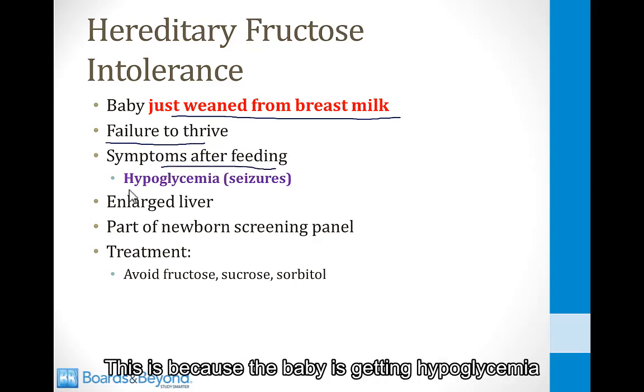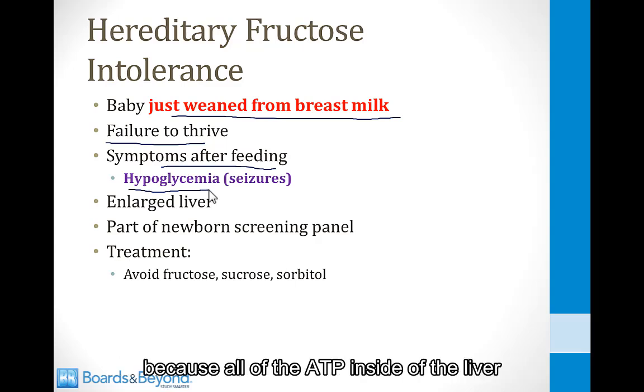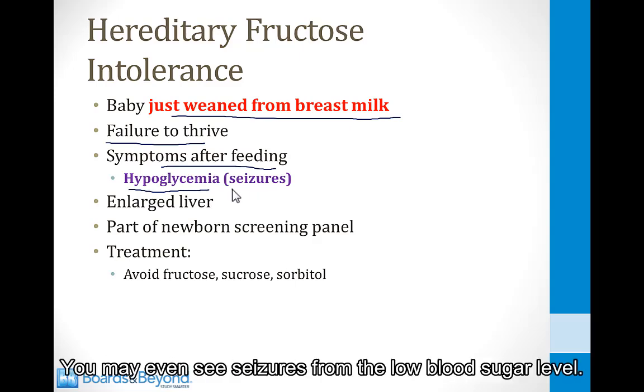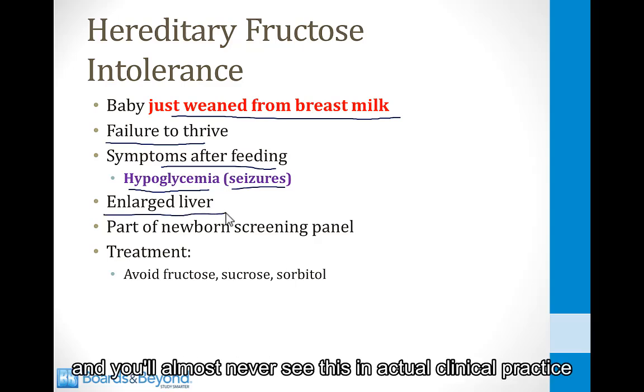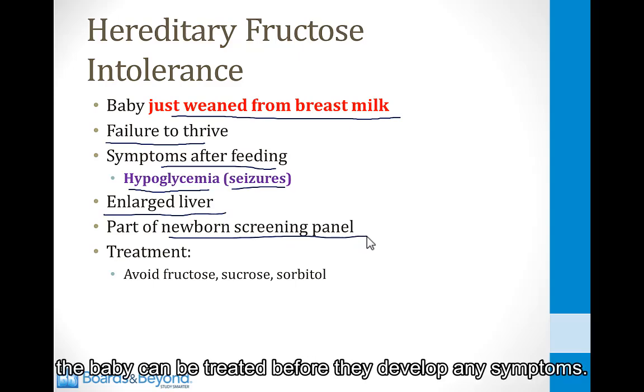This is because the baby is getting hypoglycemic after feeding because all of the ATP inside of the liver is tied up in fructose 1-phosphate. You may even see seizures from the low blood sugar level. There's often an enlarged liver, and you almost never see this in actual clinical practice because newborns are always screened for this condition so that if it's present, the baby can be treated before they develop any symptoms.